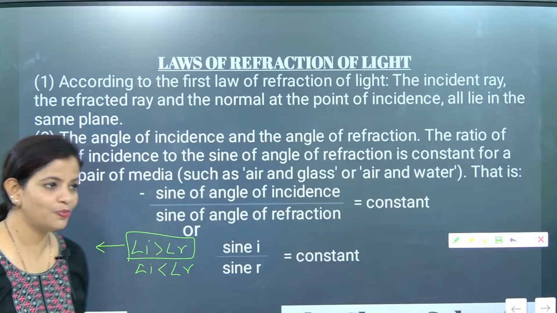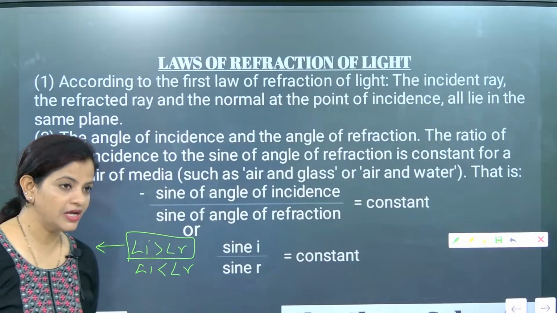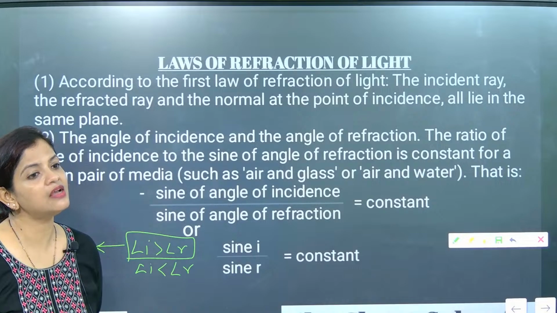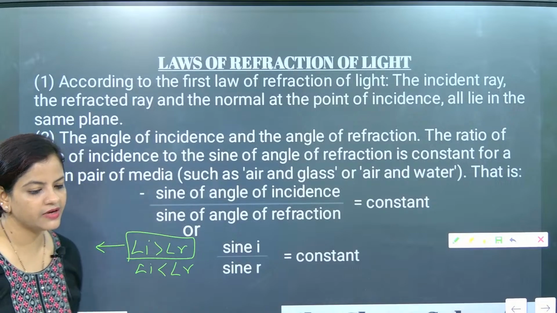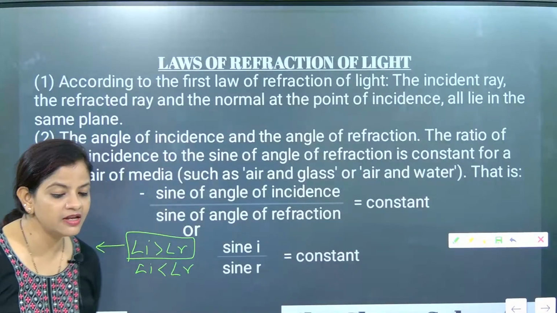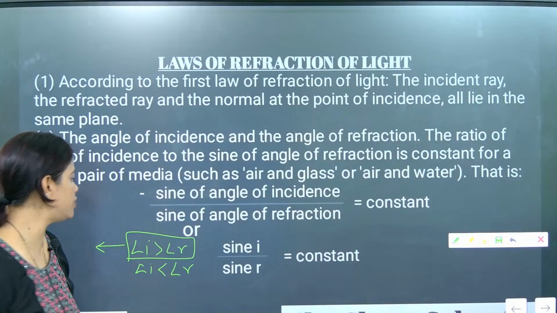Absolutely correct, Ranjit. Super. The first medium is rarer, so the incident angle is bigger. The second medium is denser. Absolutely correct. Very good. So the light ray will be entering from rarer medium to denser medium. Very good question. So here the answer is rarer to denser.